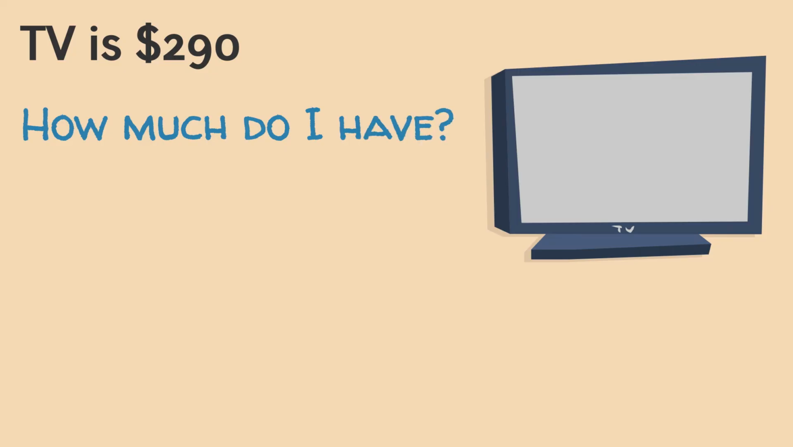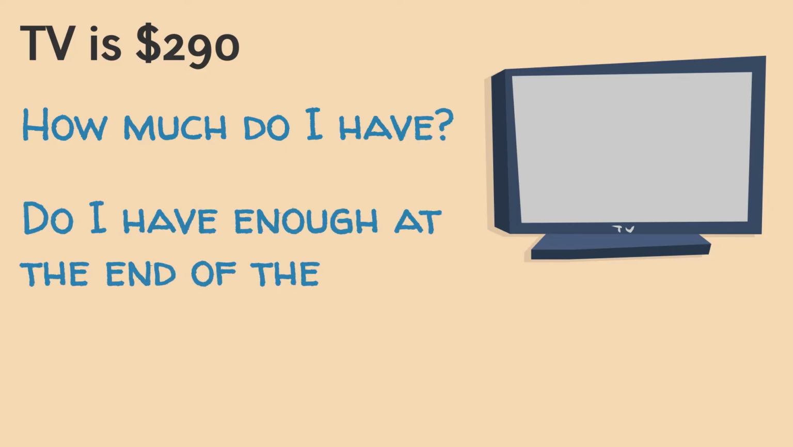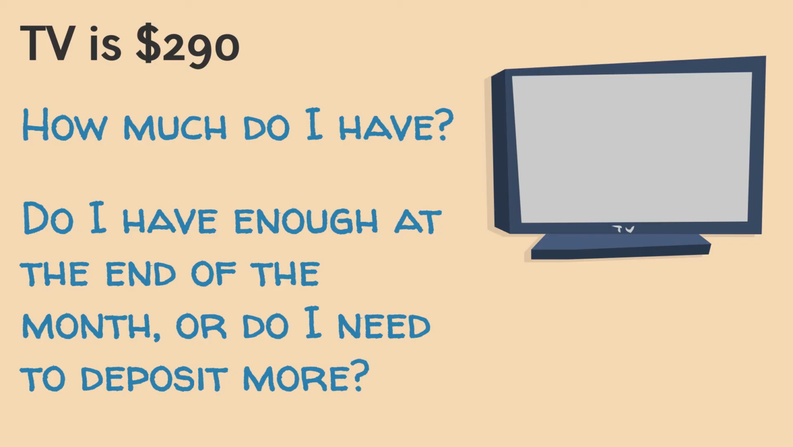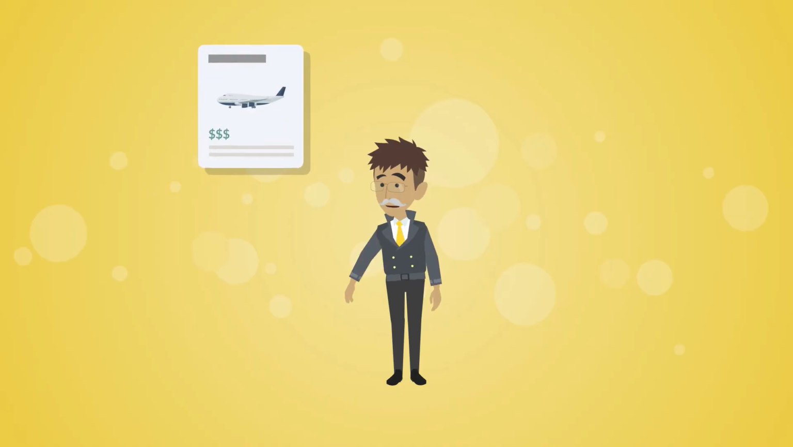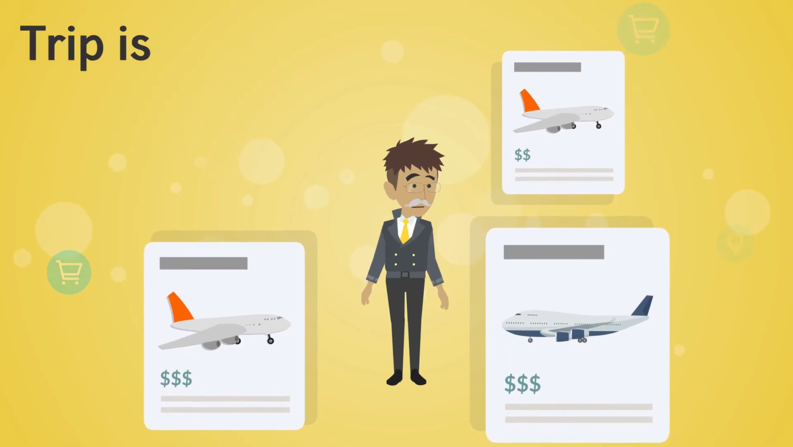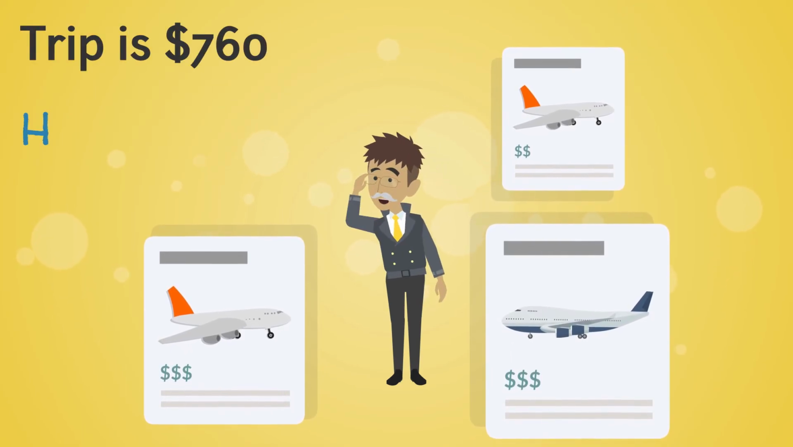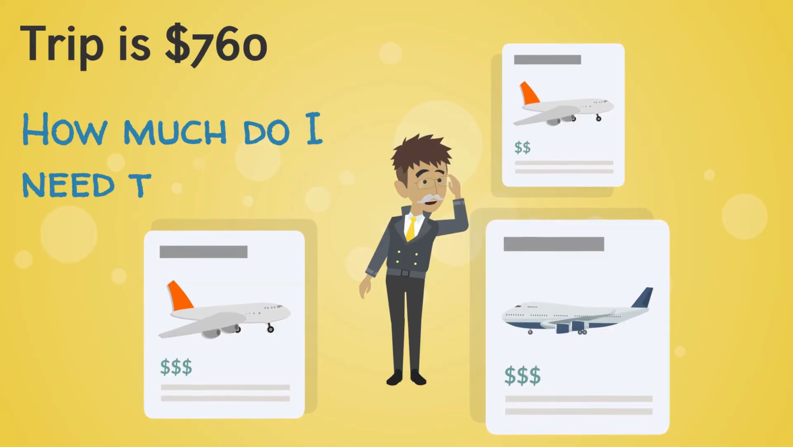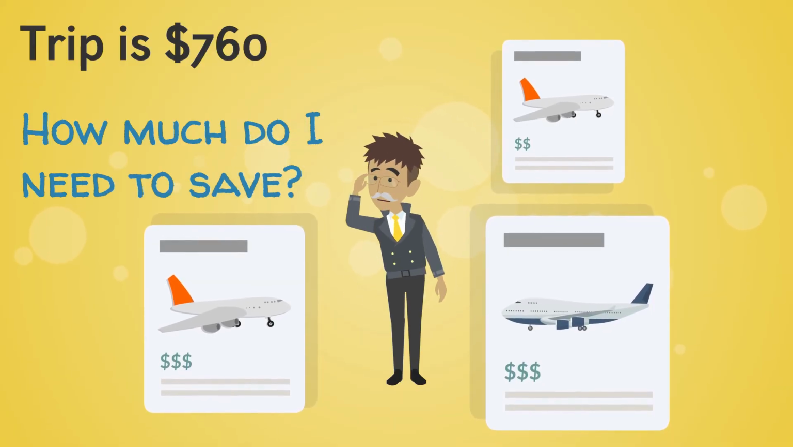I decide to buy a TV. I found a great one for $290. What is my balance at the end of the month? Do I need to deposit more to have a zero balance, or do I have enough? I want to save up for a vacation that will cost $760. How much more do I need to earn to have enough money to go on the trip?